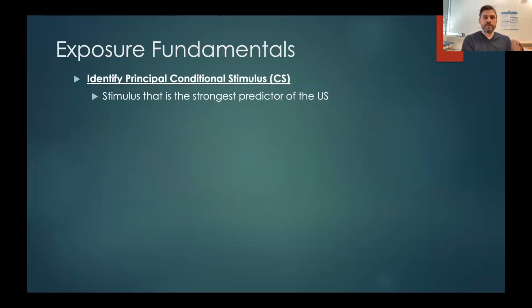So the principal conditional stimulus is the strongest predictor of the US. There are a variety of reasons we want to focus on this, a lot of it drawn from our friends at Leuven who've done some of this work. When you focus on the stimulus that's the strongest predictor of the US and you get extinction learning to that, you'll probably get better generalization to some of the other stimuli that might also be predictive, but not the most predictive. It doesn't really go the other way around.